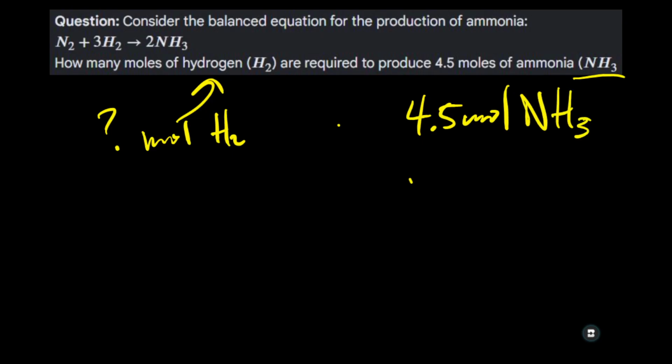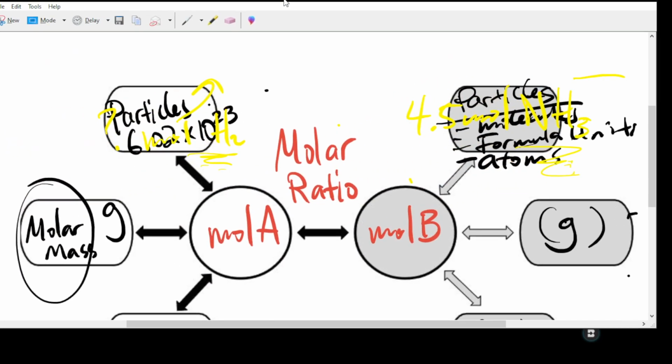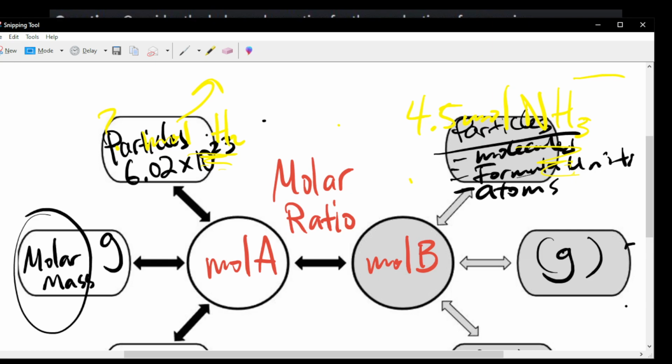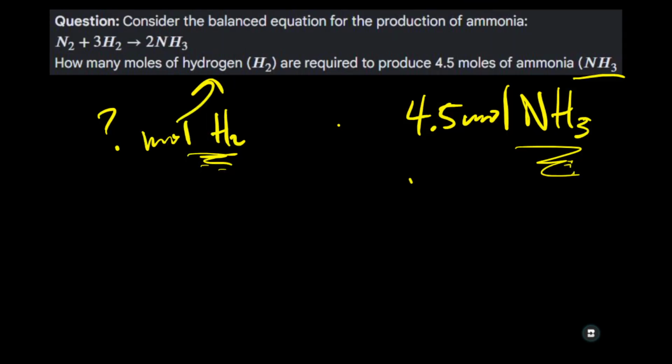Okay, so right here we have two different substances. We have mole A and mole B. Okay, so we have two different moles here. That's why if we look back at our mole map right here, we're going across from mole A to mole B, and we have to use the molar ratio. That's one step. Okay, we're not converting between grams, liters, or particles. We're just going from mole A to mole B. So this is a pretty easy one.